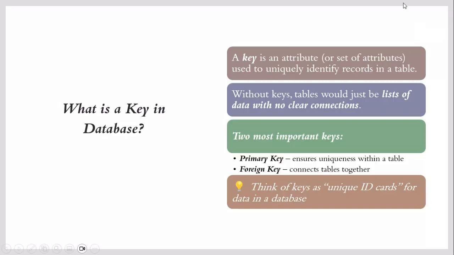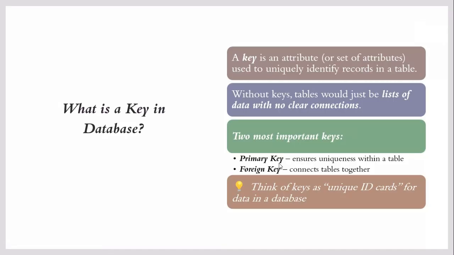The most important keys, you can say. Because we still have some other keys. We have composite key, we have super key as I've said. But we are not concerned about that at this particular stage. That's why I focus on primary key and foreign key. Now primary key ensures uniqueness within a table. So in a table, the primary key ensures uniqueness.